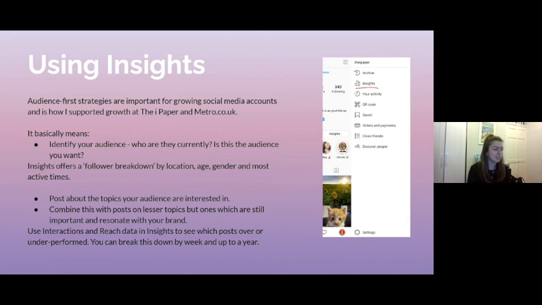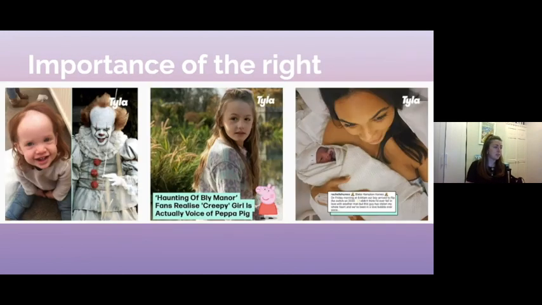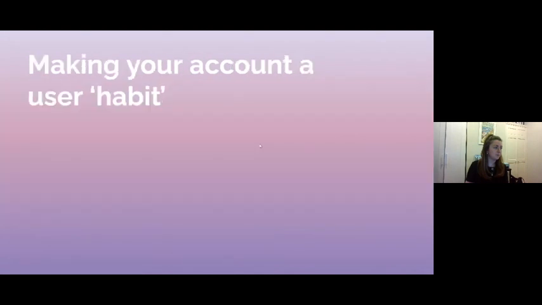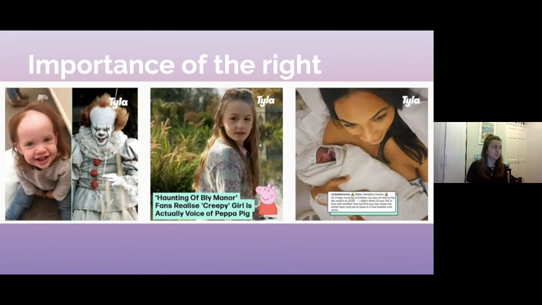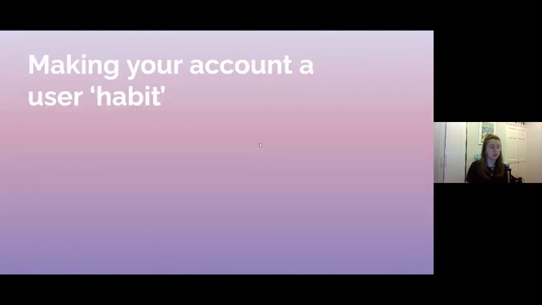There's also interactions and reach data in the insights to see which posts have over and underperformed. You can break this down by week or year. Again, if you've got access to these, just have a little scroll through, see what they look like. I unfortunately can't show you mine. I'm going to skip that one because it's broken. But that was going to be a bit about getting the right audience.